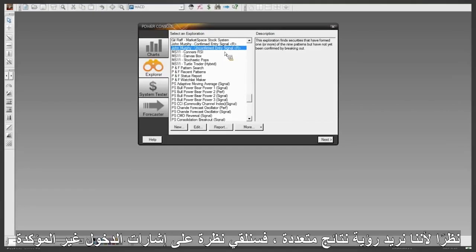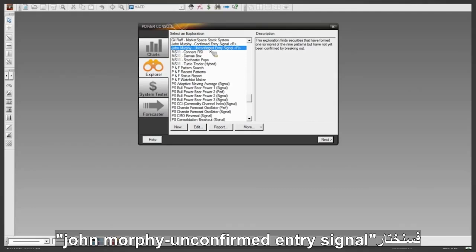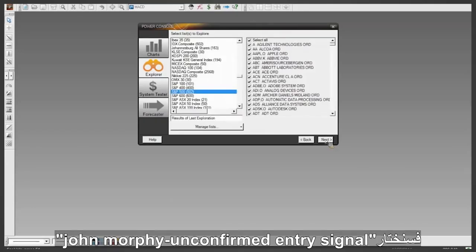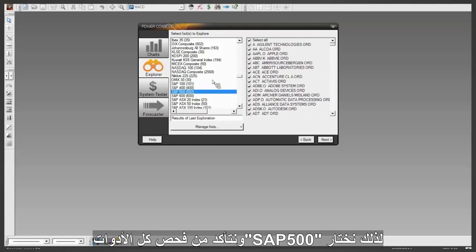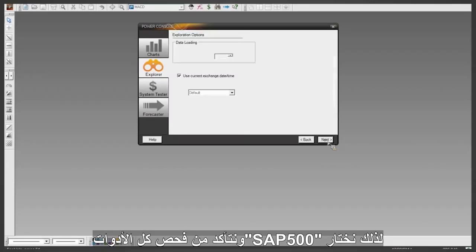Now we're going to, since we want to see multiple results, look at the unconfirmed entry signal. So we're going to go ahead and pick the John Murphy unconfirmed entry signal. We're going to go ahead and hit next. I'm going to scan across the S&P 500 today. So we choose the S&P 500, make sure all of the instruments are checked.